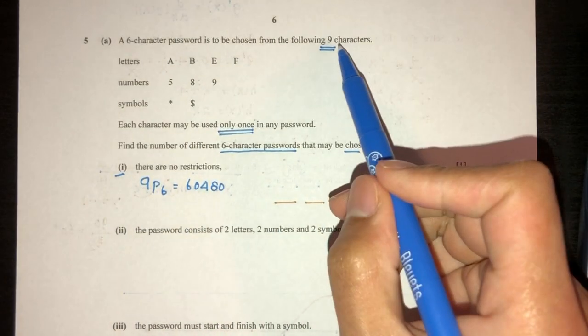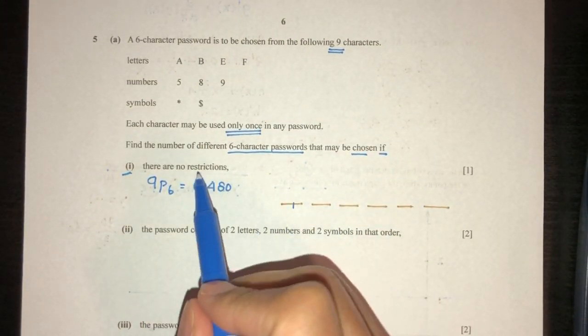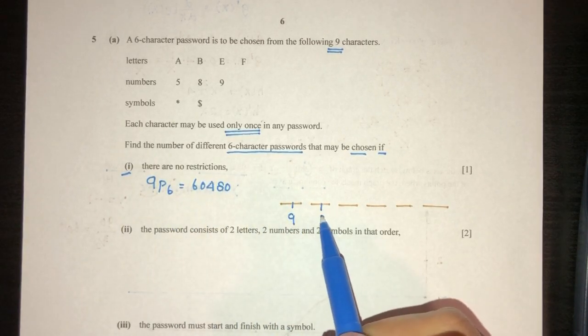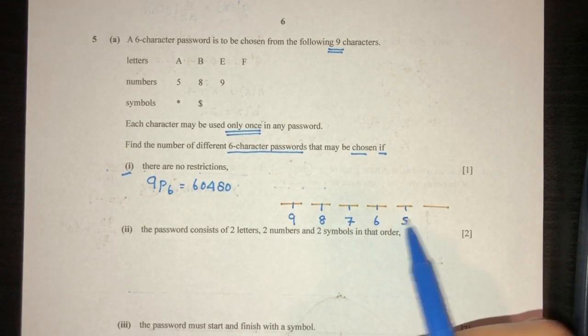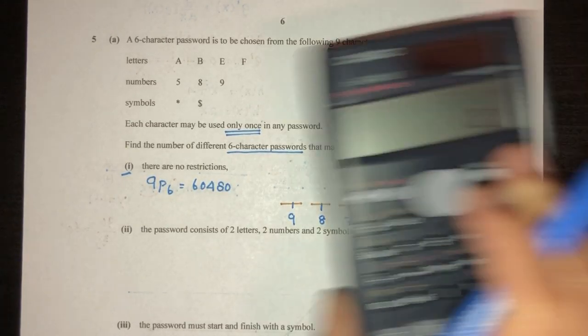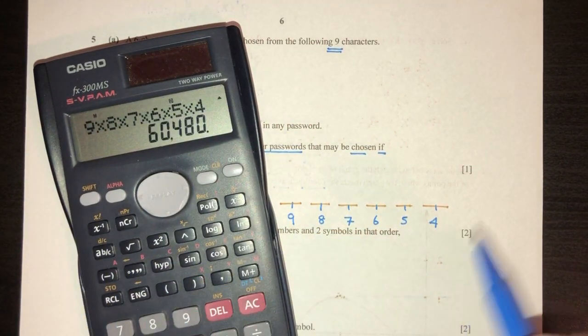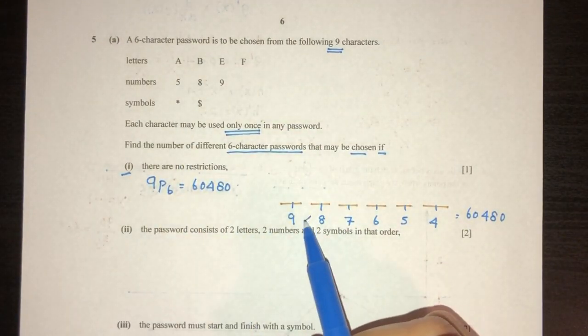We have 6 spaces where we want to choose the characters. We have 9 characters. Now for the first one we have 9 choices. We can choose anything. If there's no restriction, that will be 9 choices. Then for this one we have 8 choices, 7 choices, 6, 5, and 4 choices. So 9 times 8 times 7 times 6 times 5 times 4. That will be the same answer. Okay, so both methods will give you the same answer.